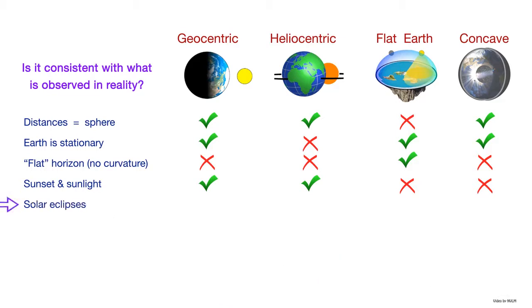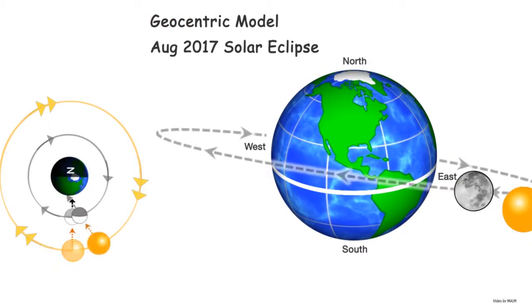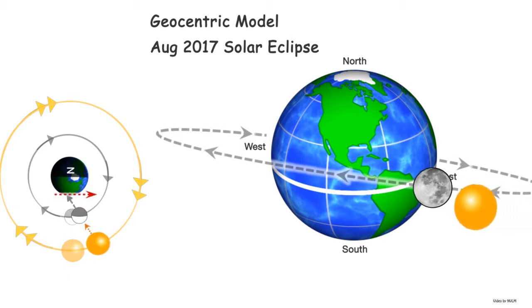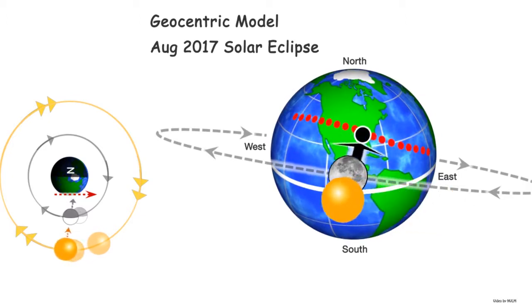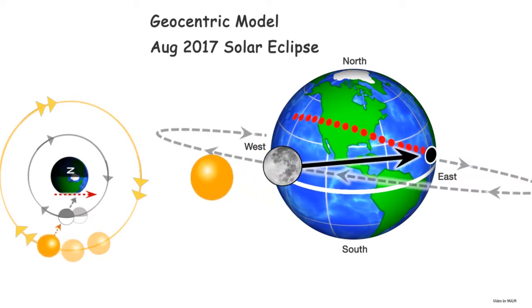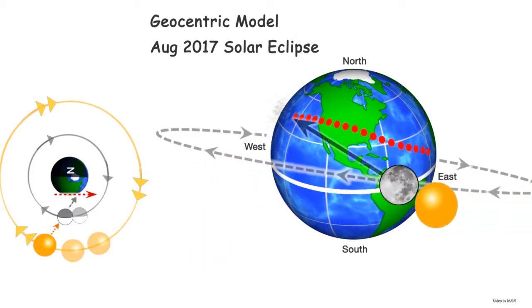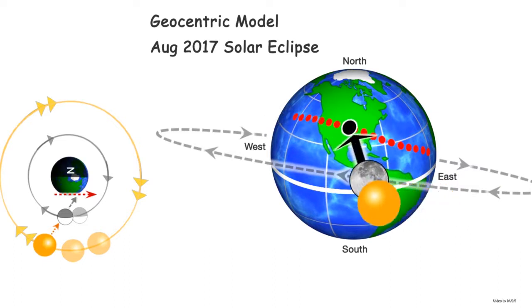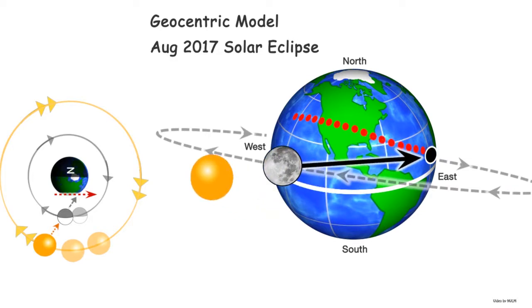Now we analyze how the different theories of the universe explain solar eclipses. In the geocentric model, the Sun and Moon orbit in the same direction, to the west, around a stationary Earth. One more time. The Sun overtakes the Moon during the orbit to produce an eclipse in the opposite direction. The Moon acts as a pivot, amplifying the speed of the eclipse.